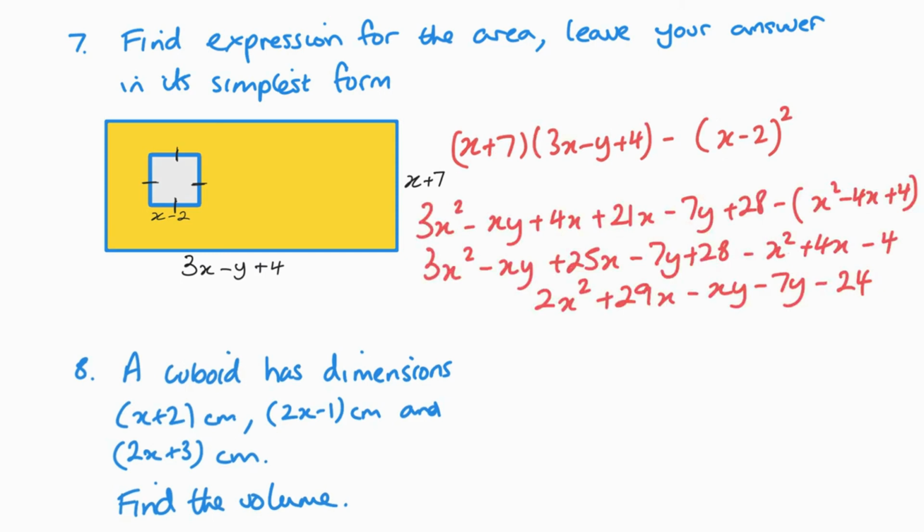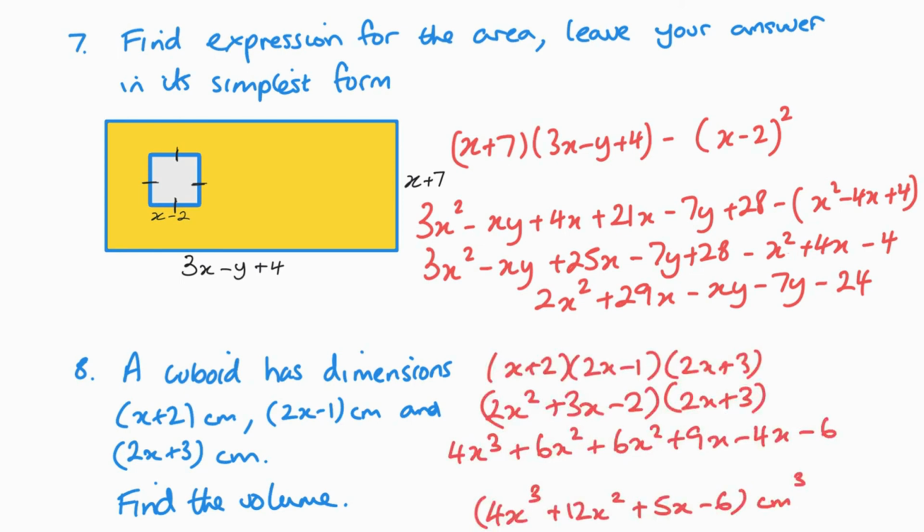Here's the answer to number 7. And number 8 is volume, so I just need to multiply all 3 brackets together. Again, I'll just skip to the end of this. And there's the final answer.